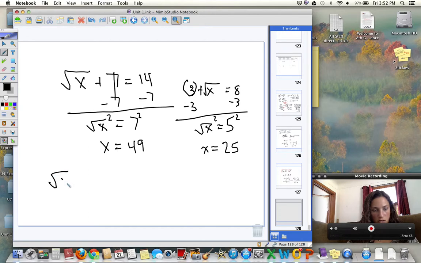And one more. Square root of x minus 4 equals 5. Have to add my 4. So I have my square root of x equals 9. Square both sides now. I get a positive 81.